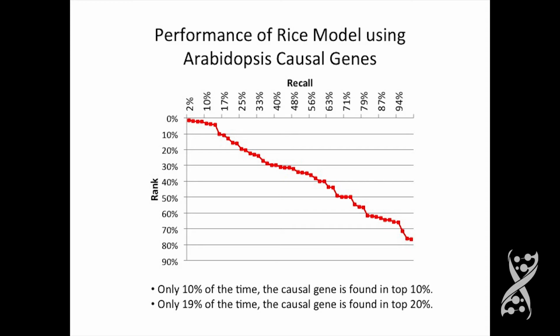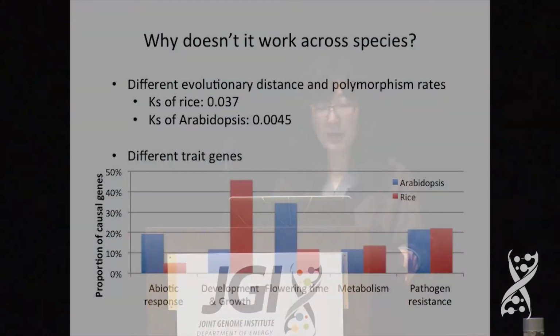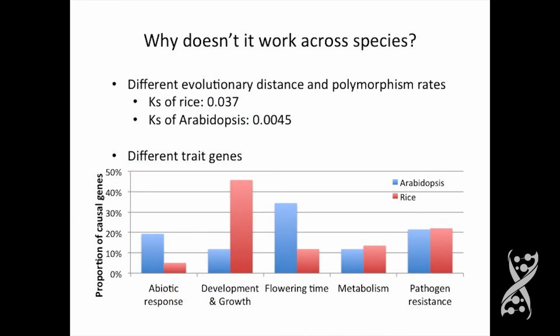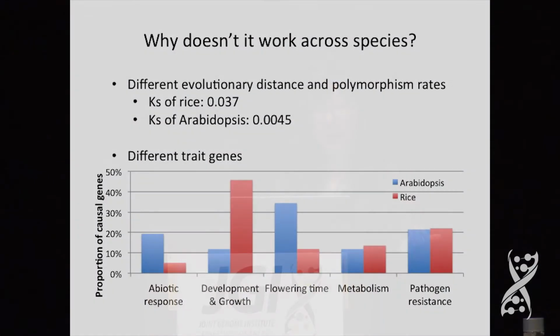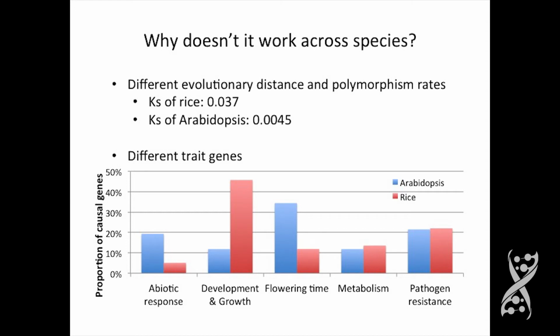So what could be the reason for the lack of ability of these models to work across species? We could think of a couple of reasons. I'm sure there are many more. One main reason is that there are different evolutionary distances and polymorphism rates between the ecotypes that we use for these species. For example, the synonymous substitution rate for rice is about 10-fold higher than that for Arabidopsis. Another reason might be that the causal genes identified in these two species are pretty different. For Arabidopsis, abiotic stress and flowering time genes are enriched, whereas for rice, it's mostly development and growth genes that have to do with grain qualities.